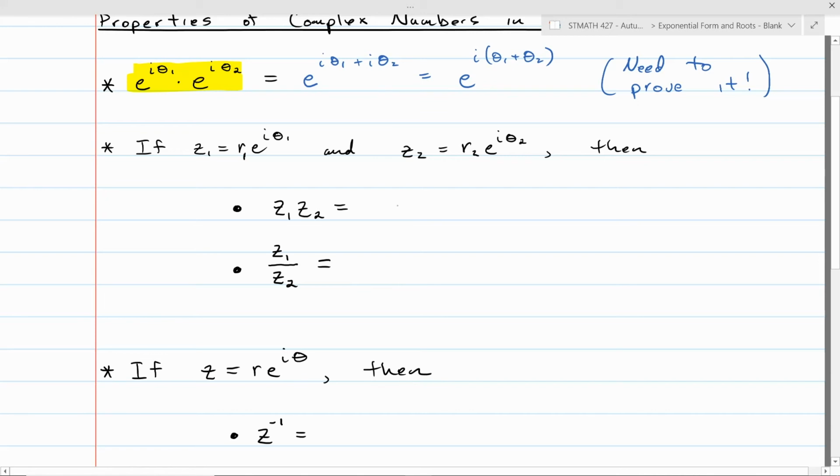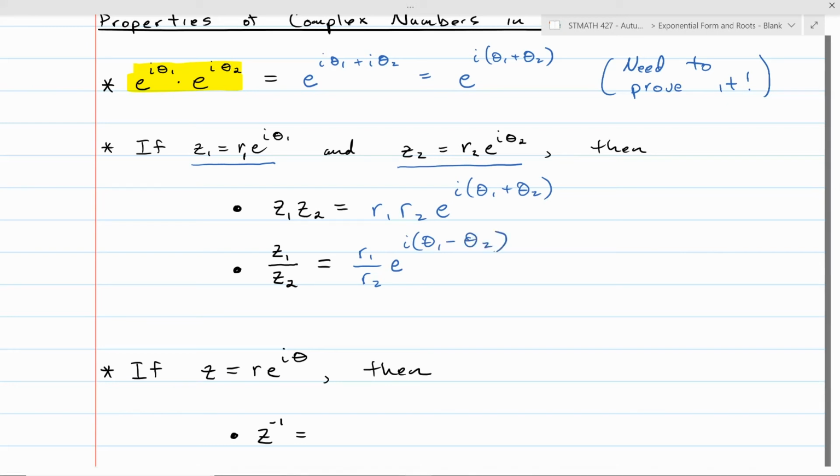then you can start adding in radii. So if you have z1 equal to r1 e to the i theta 1, and z2 equal to r2 e to the i theta 2, then z1 times z2 is just going to be r1 times r2 times e raised to the i times (theta 1 plus theta 2). And if you do z1 over z2, assuming z2 is not 0, then you would get r1 divided by r2, and then e to the i times (theta 1 minus theta 2).